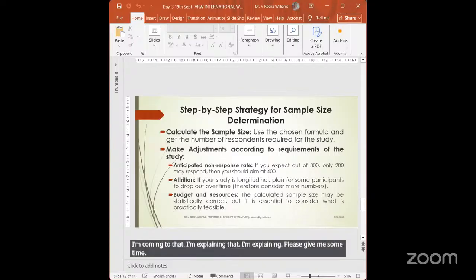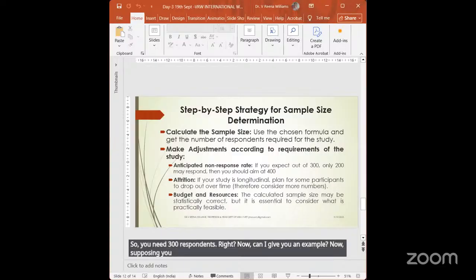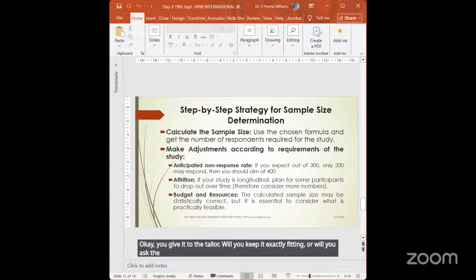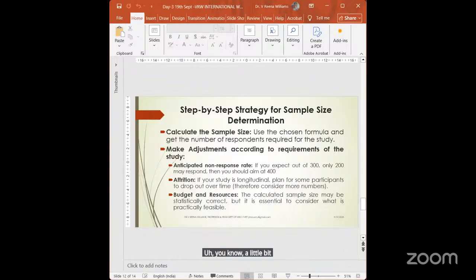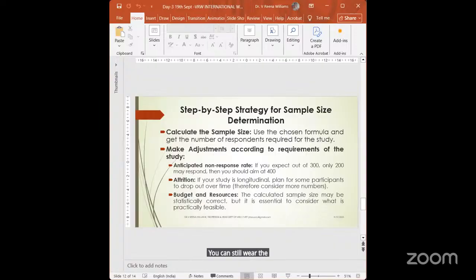Yeah. So you need 300 respondents, right? Now, can I give you an example? Now, supposing you are stitching a dress. You give it to the tailor. Will you keep it exactly fitting, or will you ask the tailor to keep a little bit of cloth at the sides, so that in case you put on weight, or if the cloth shrinks, you can still wear the outfit?